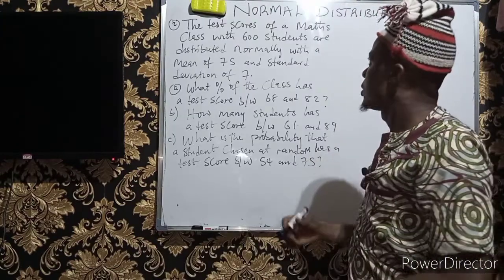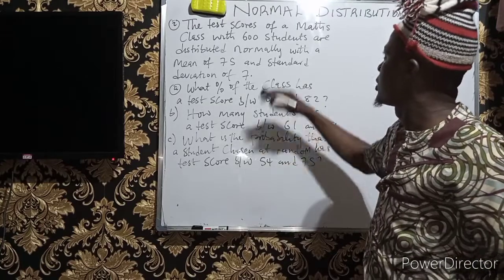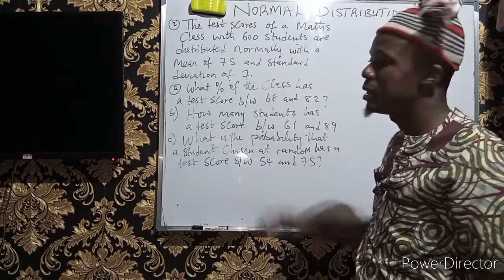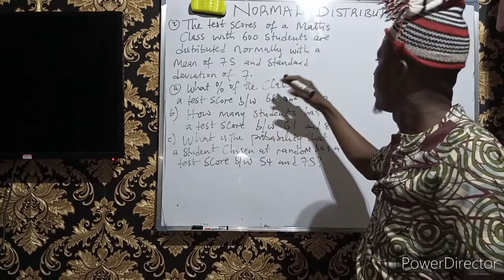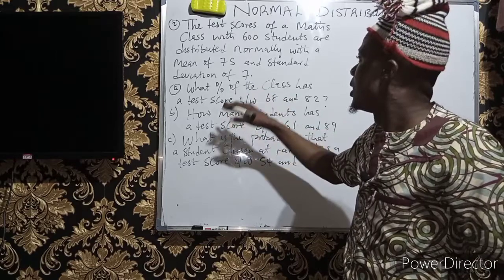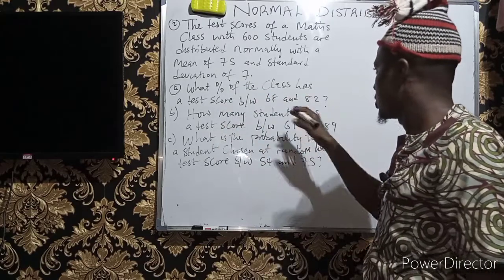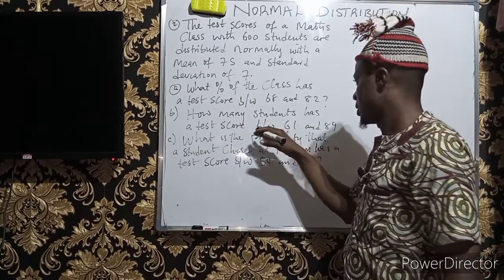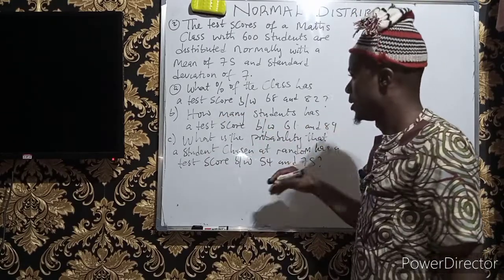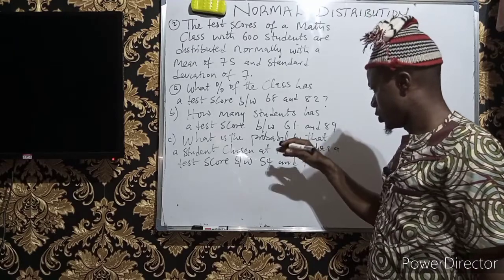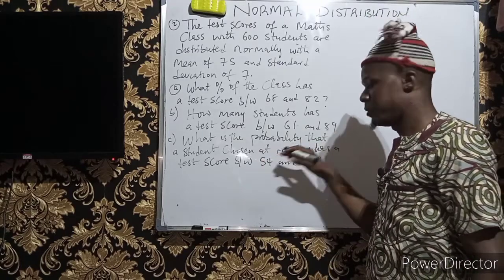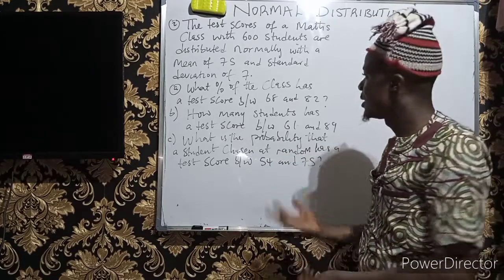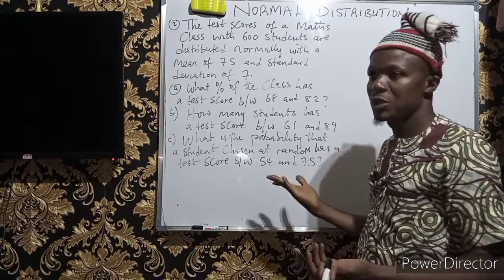All right, so the last question for this class says that the test scores of a maths class with 600 students are distributed normally with a mean of 75 and a standard deviation of 7. What percentage of the class has a test score between 68 and 82? How many students has a test score between 61 and 89? What is the probability that a student chosen at random has a test score between 54 and 75? Now, before you answer any question here, you must draw the normal distribution curve.